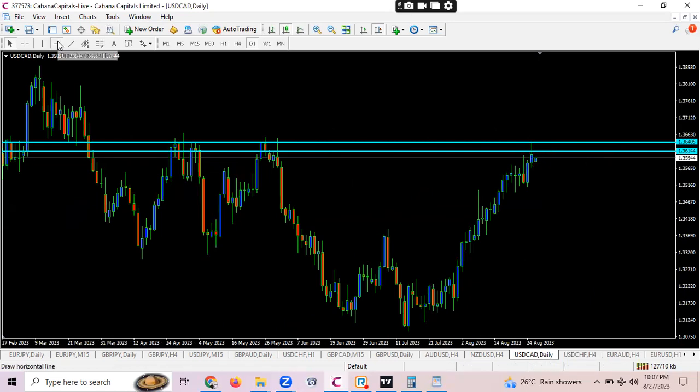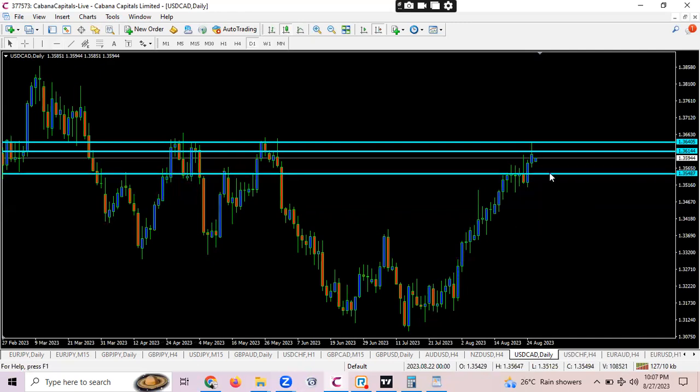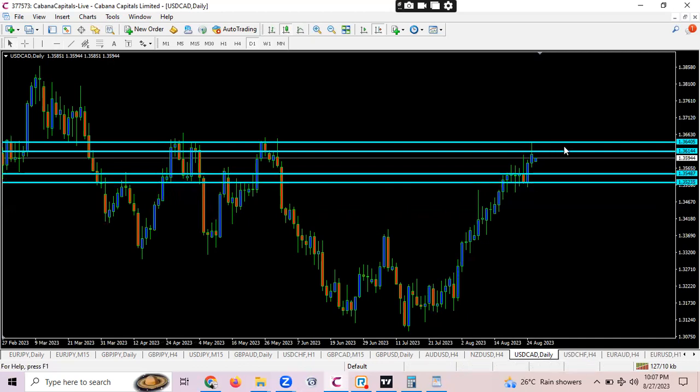And we had some support here. If you are considering selling, you should consider selling below this support zone. That will be my take on USD CAD. If a 4-hour candle closes above this level, you might want to consider buying. If a 4-hour candle closes below this level, you might want to consider selling USD CAD. The next pair we'll be looking at is USDCHF.